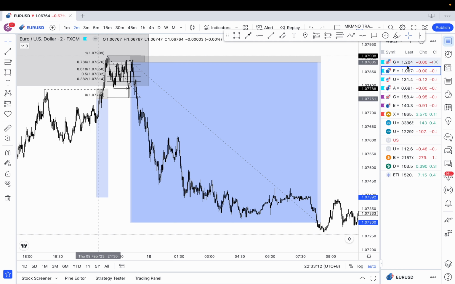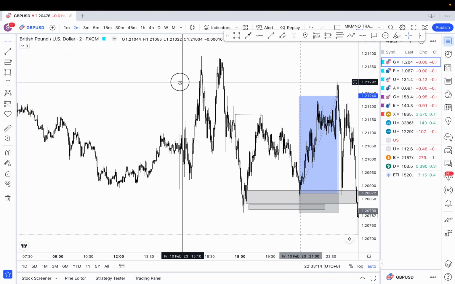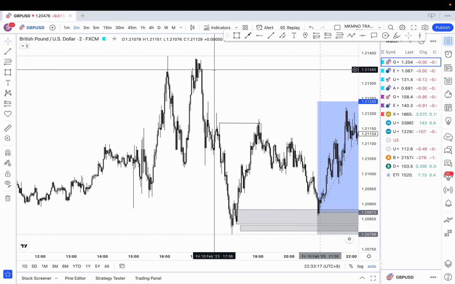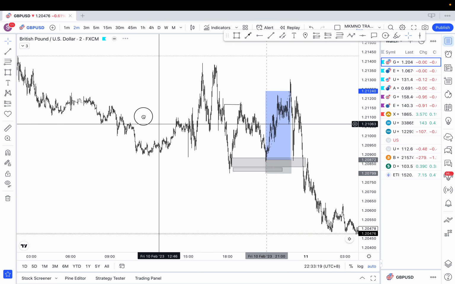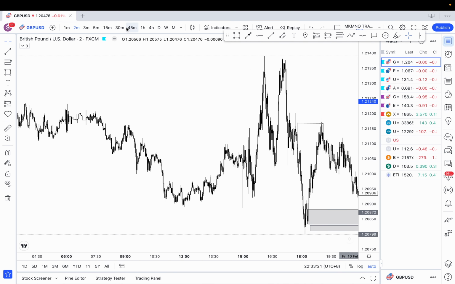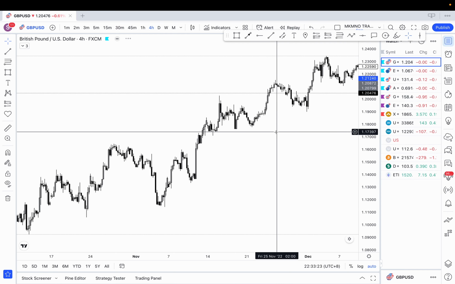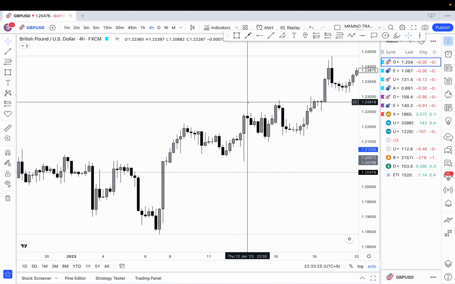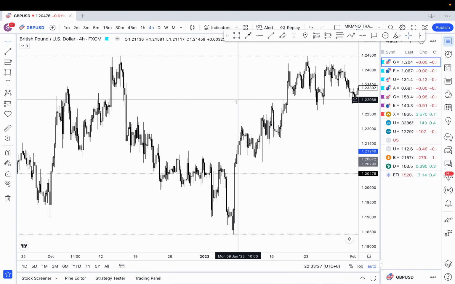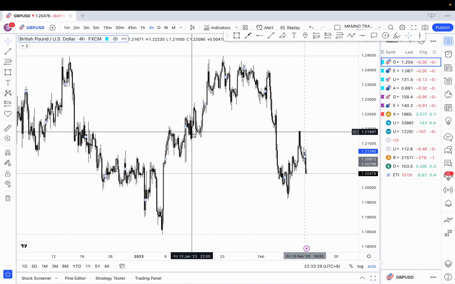So let's explain the GU trade. The GU trade is somewhat similar. Again, let's go on the high time frame first. Let's go to 4 hour. So price is bullish here.